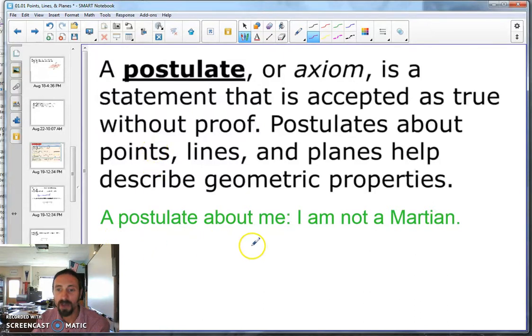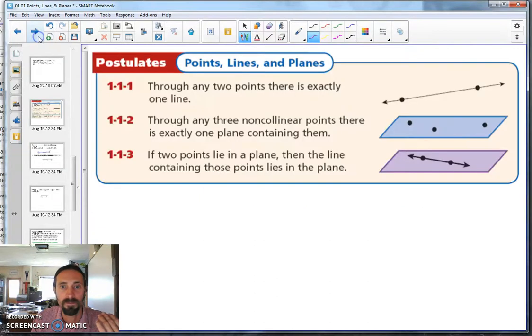A postulate about me: I am not a Martian. Try proving it. Try proving I am. Try proving I'm not. Good luck. We're just going to accept it as truth that I am not a Martian. I'm a Pennsylvanian or a Pittsburgher.